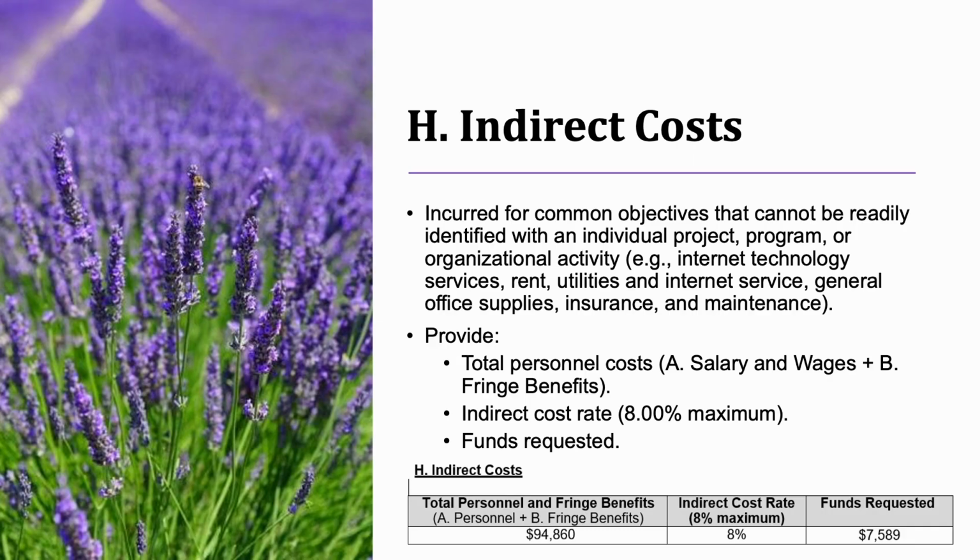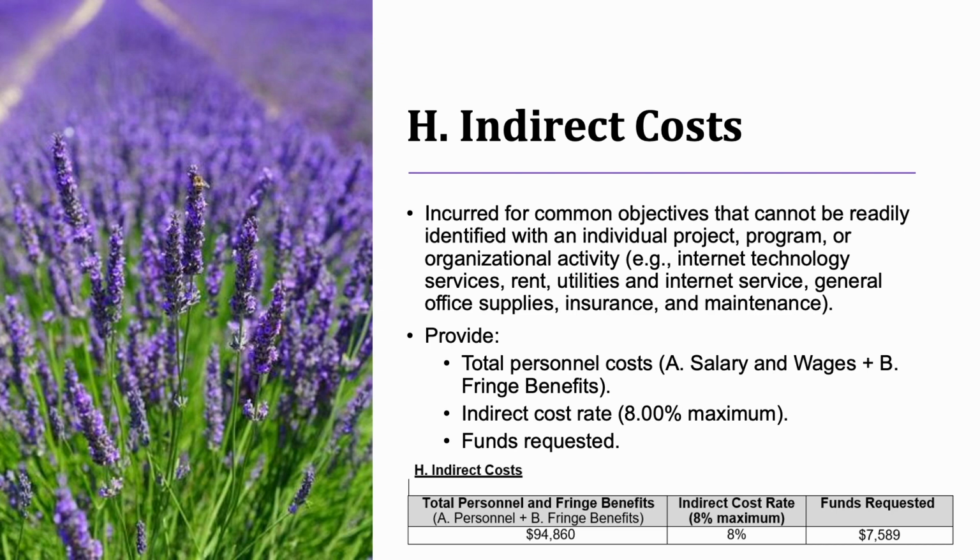And finally, category H is for indirect costs. Indirect costs are costs that cannot be identified directly with a particular project, program, or organizational activity. These include things like IT services, rent, utilities and internet service, general office supplies, insurance, and maintenance. Indirect costs are calculated as a percentage of total personnel costs. In the table provided, enter the total personnel costs, which are the sum of Category A personnel plus Category B fringe benefits, the indirect cost rate, which is 8% maximum, and the funds requested.